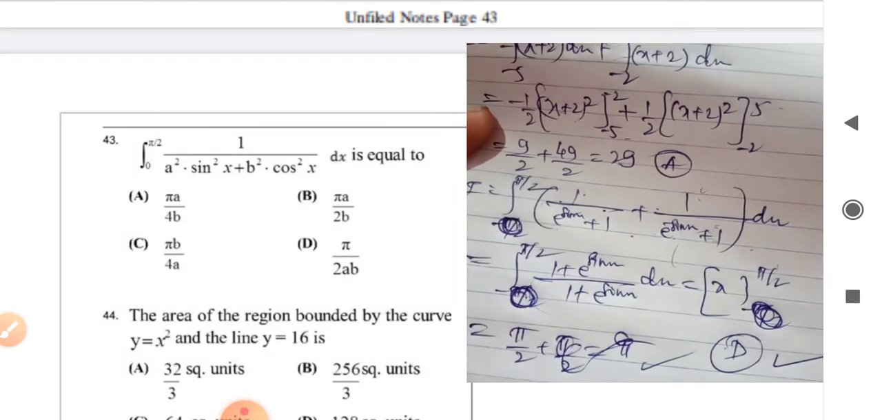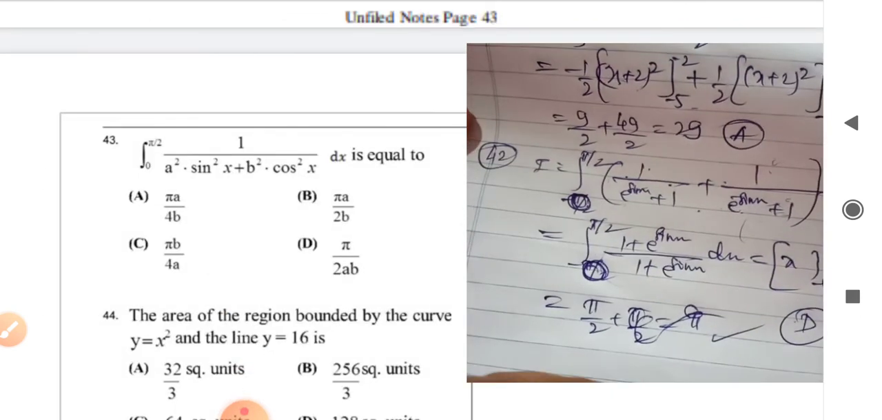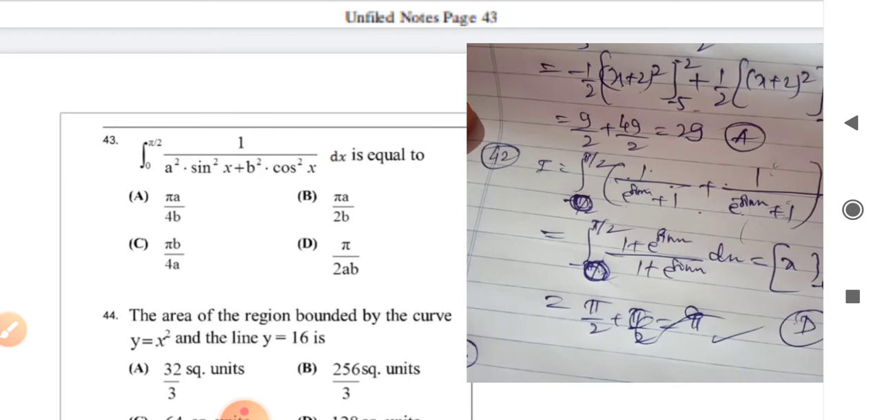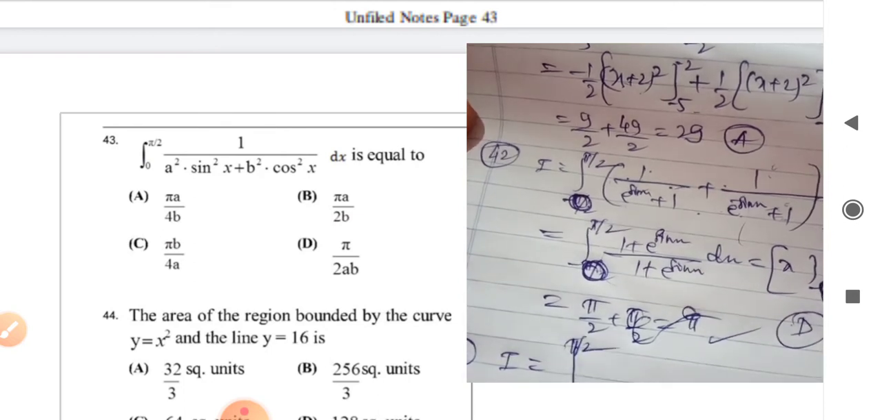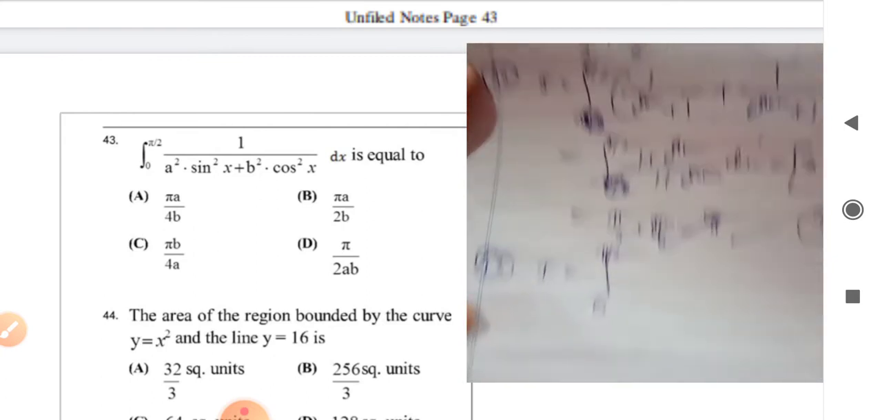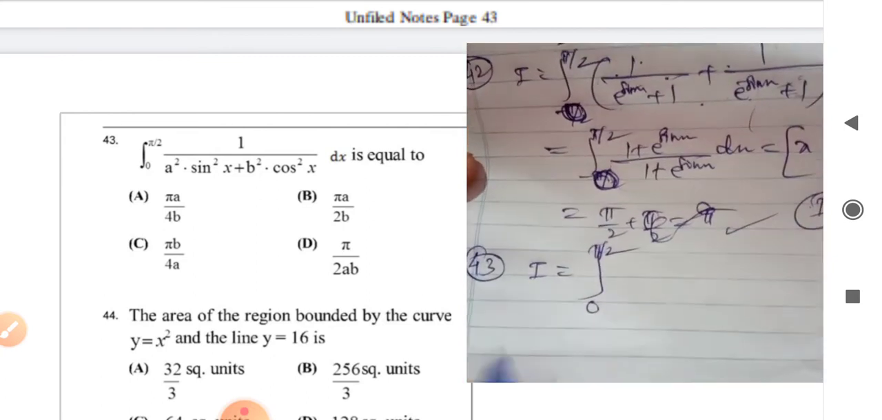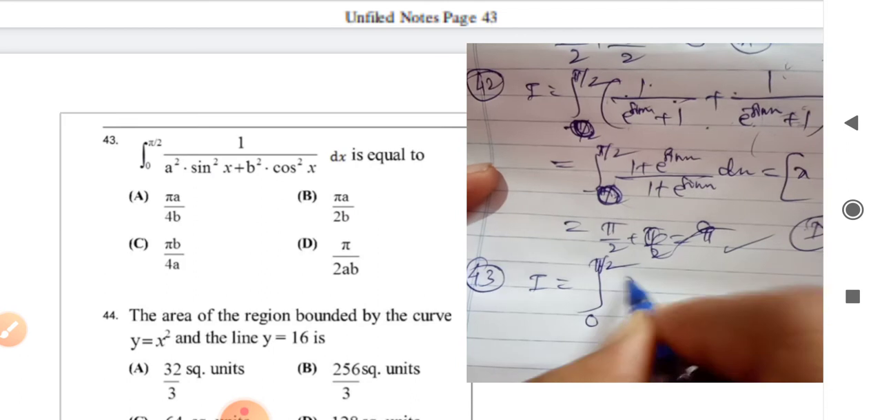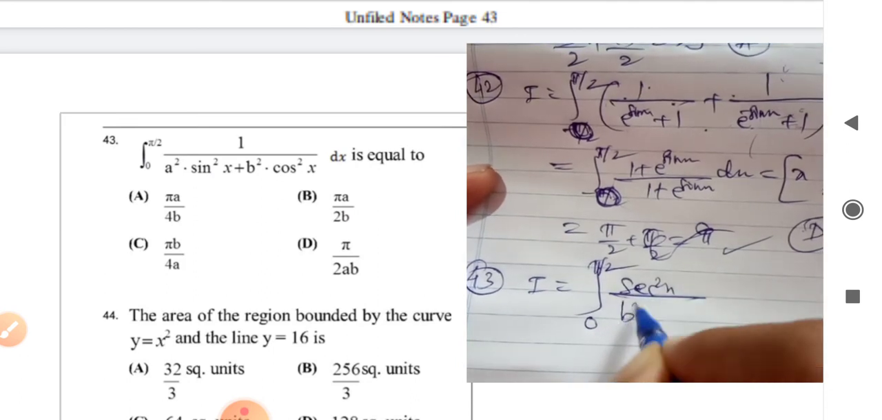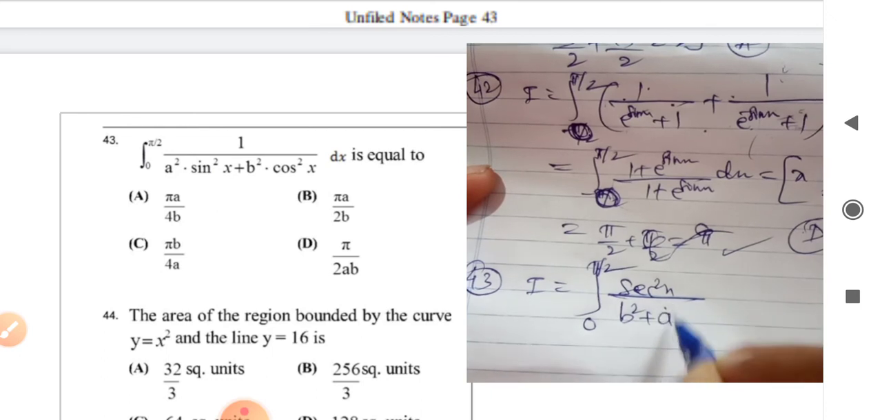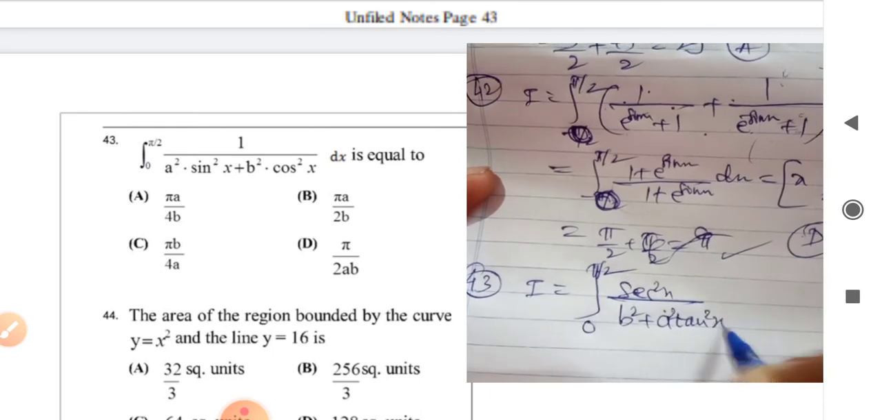43rd one. 43rd question is very simple. Actually it looks tedious, but my suggestion is very simple. Simply multiply and divide by sec square x. When I multiply and divide by sec square x, what do you get? Numerator is sec square x divided by b square plus a square tan square x, correct, dx.